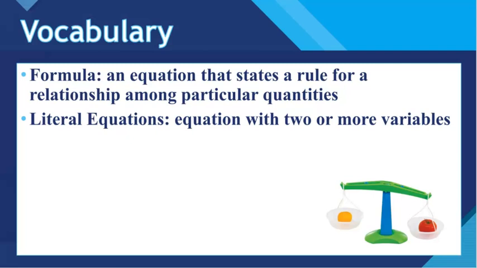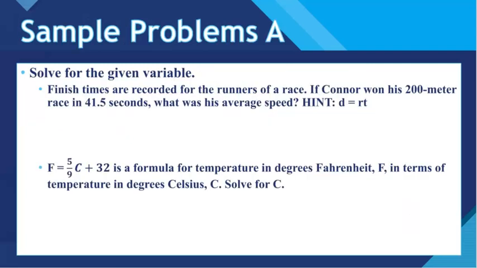Now, a formula is just an equation that states a rule for a relationship among particular quantities. There's usually at least two variables involved. And a literal equation is just an equation with two or more variables. So all these formulas that we're going to be using are literal equations. To solve these, we want to solve for a given variable, and they're going to tell us what variable to solve for.